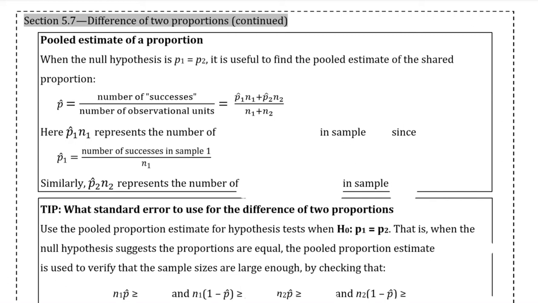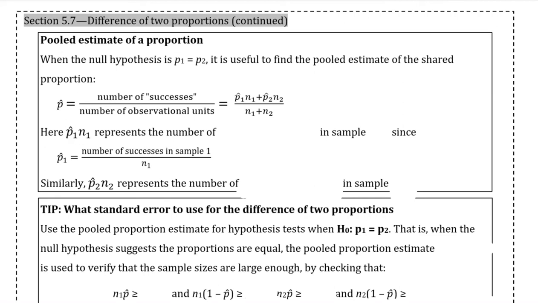This lecture will cover section 5.7 for Intro to Statistics, considering a difference of two proportions. Specifically, what we're going to talk about here is what we can do when we're using hypotheses of two proportions, and we have a null hypothesis that claims that the two proportions are equal to each other, or that the difference of the two proportions is zero.